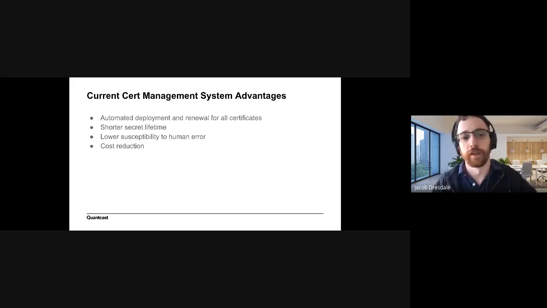The shorter certificate lifetime of secrets, even though it does require automation to work, does equate to a better security set of practices. And in the long term, that's probably better for us as an organization. And Let's Encrypt being free gave us a sizable cost reduction year over year and has almost no operational cost to maintain within Kubernetes.